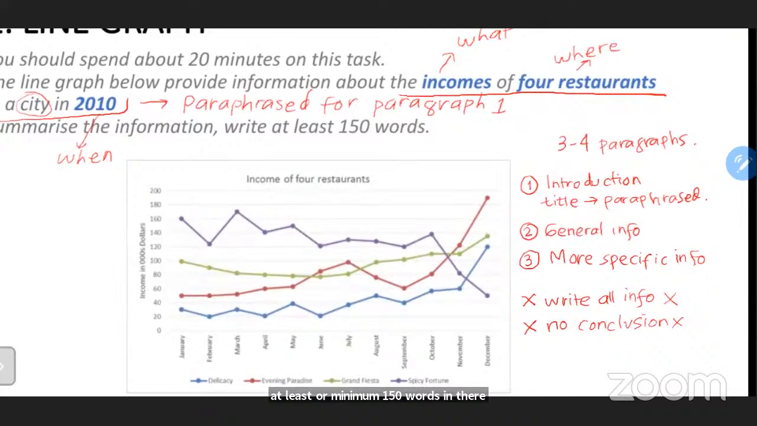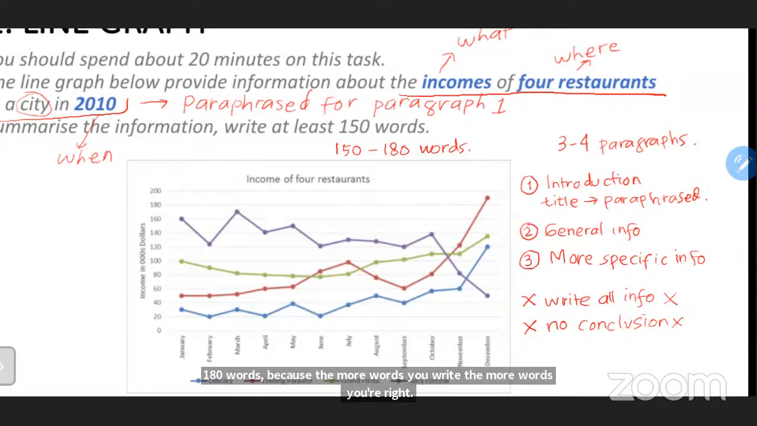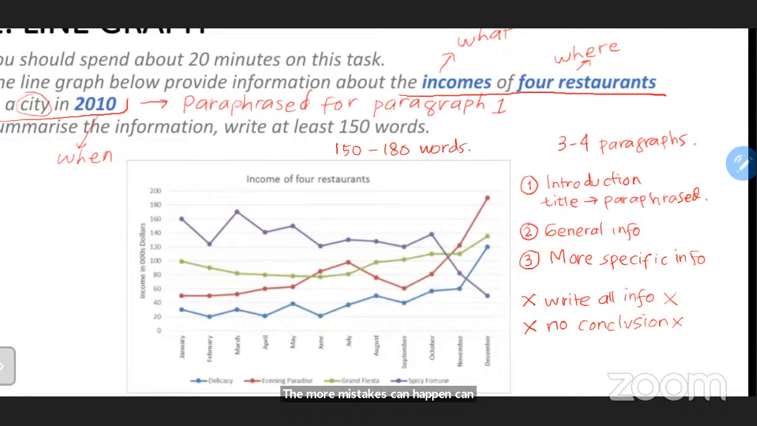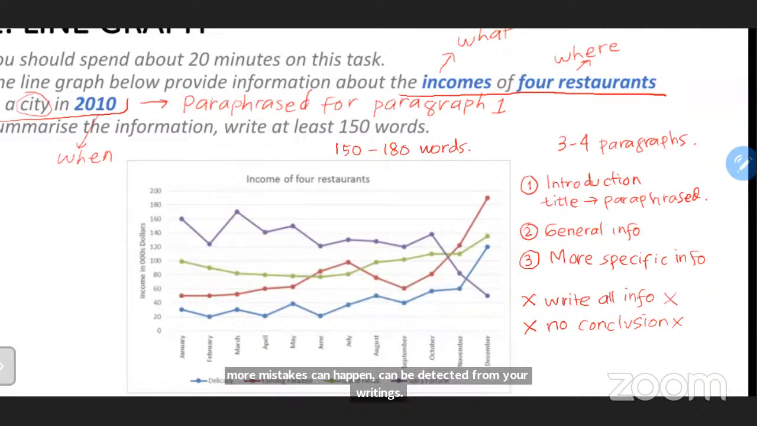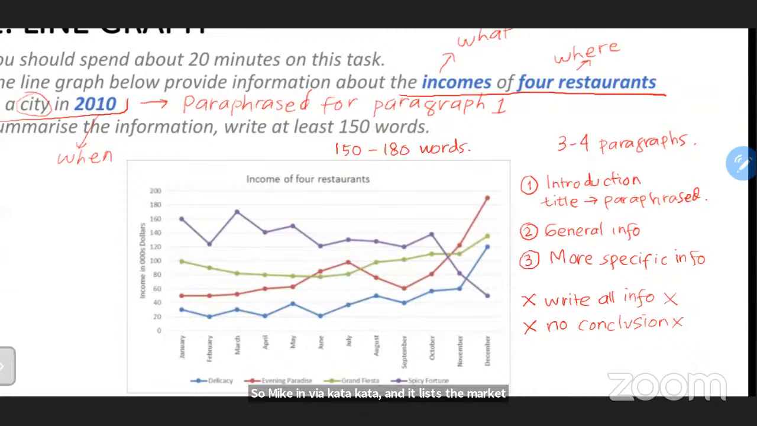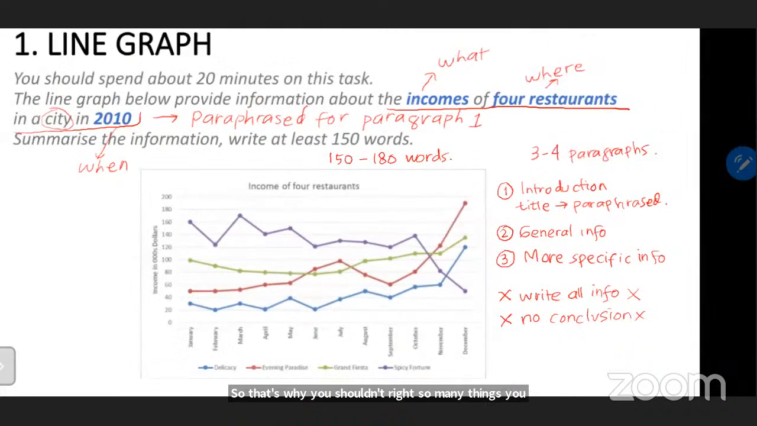There is no maximum words for this, but it is suggested that you should at least write 150 to 180 words. Okay. Why 180 words? Because the more words you write, the more mistakes can happen, can be detected from your writings. Okay. Semakin banyak kata-kata yang ditulis, semakin besar kemungkinan melakukan kesalahan. So that's why you shouldn't write so many things. You should pick only important information.